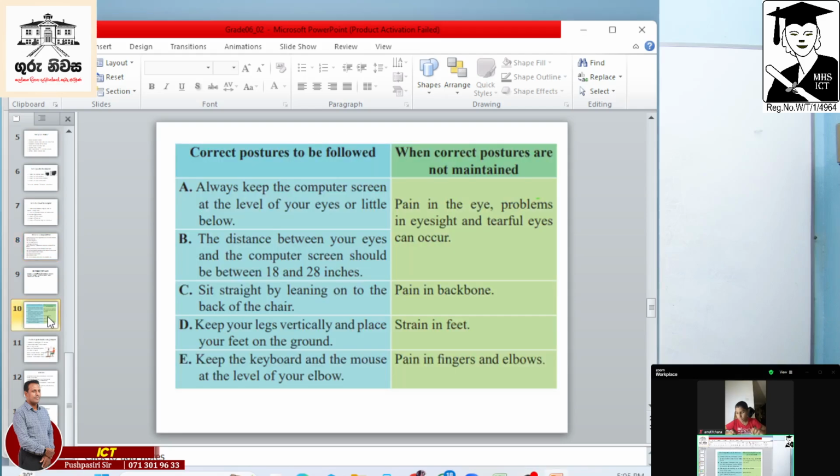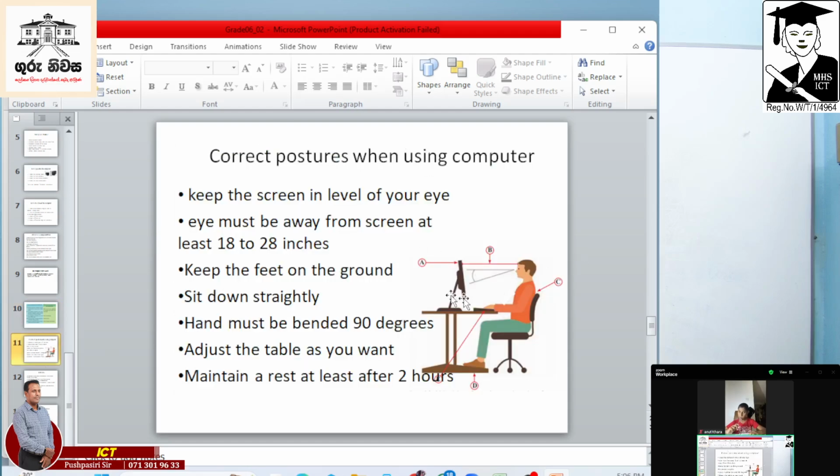Then we discussed how we are going to sit in a computer room. How we are going to use the computer chair. So this is the thing that we discuss here.